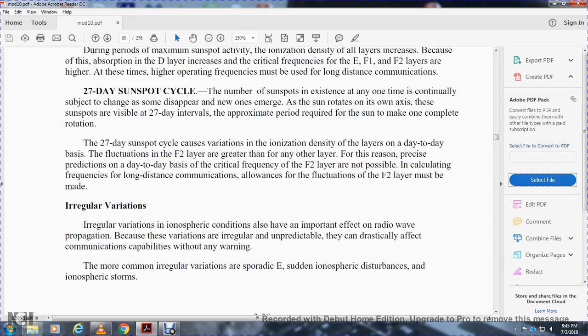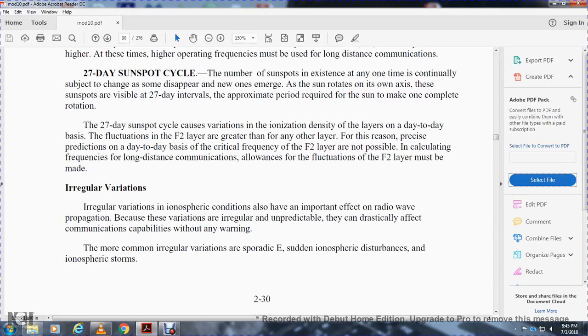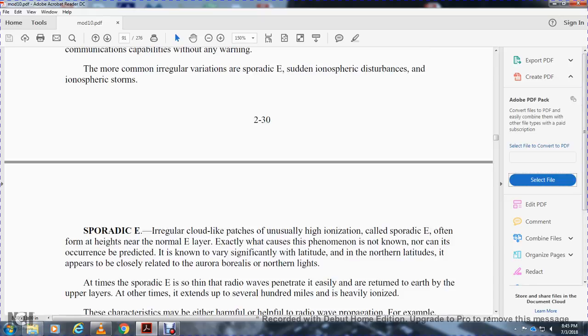Irregular variation of the ionosphere condition is also an important effect on radio wave propagation. Because the variations are irregular and unpredictable, they can drastically affect communication capability without any warning. The most common irregular variations are sporadic E, sudden ionospheric disturbances, and ionospheric storms.